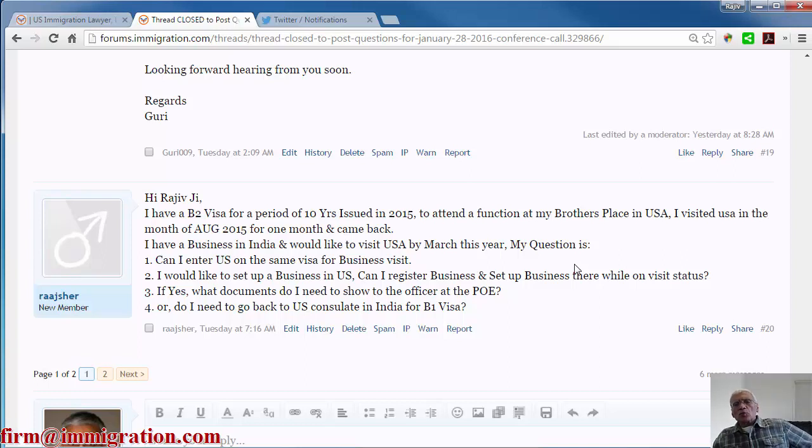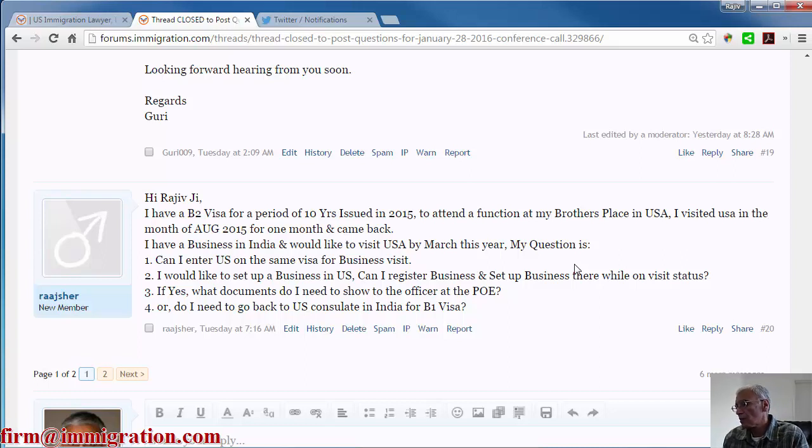What documents do I need to show to the officer at the port of entry? I don't think you can have any documents because you haven't even registered anything yet. By the way, you may be able to register businesses even outside USA. There are professional incorporation companies. See, incorporation in India and incorporation in USA is quite different.